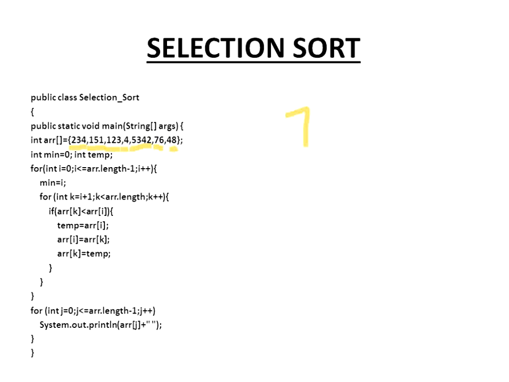See, 234, then comma. So this is the first one. Then 151, second. Then 123, third. Then 4, this is the fourth one. Then 5342, this is the fifth one. 76, sixth one. And 48, seventh. So 7 data items are declared in this array. Yes, Ms. Fatima? Yes, 7.